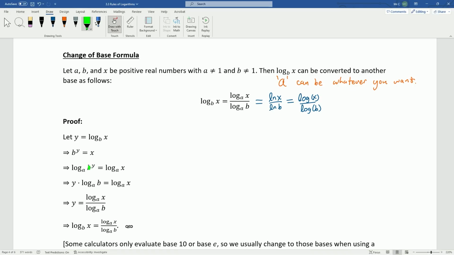Log base a of b to the y, I can apply my power rule and move the y in front of the logarithm. So now I have y times log base a of b equals log base a of x. I divide the log base a of b across, and I get y equals log base a of x over log base a of b. But y was log base b of x, right? They're the same thing. So, in other words, this is just another way to write your logarithms.